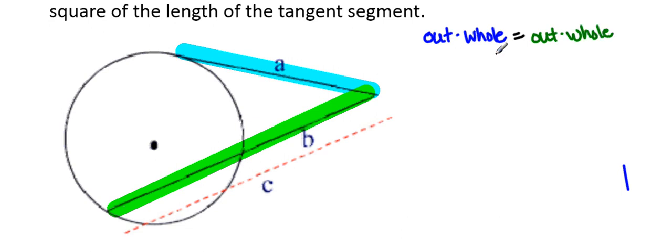Now, in looking at that blue tangent, the piece that is outside the circle is the part that measures A units long. The piece that represents the length of the whole segment is also A units long. So the outside piece, the whole piece, are both represented by A. And that's going to be equal to the outside piece for the green one times the length of the whole green one, C. So in other words, if we simplify this a little bit, A times A is A squared is equal to B times C.